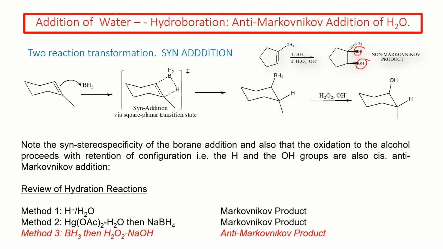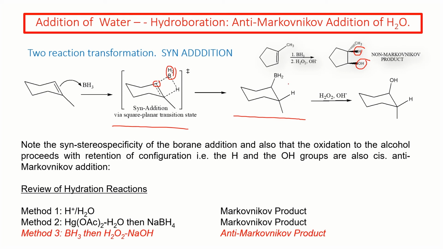So note the transition state that occurs once you add the borane. The boron is sitting on the least substituted carbon because of the sterics. So once this transition state collapses, we end up with this product where the boron and the hydrogen that we added from the borane across the double bond are now on the same side. It's added on the same side.